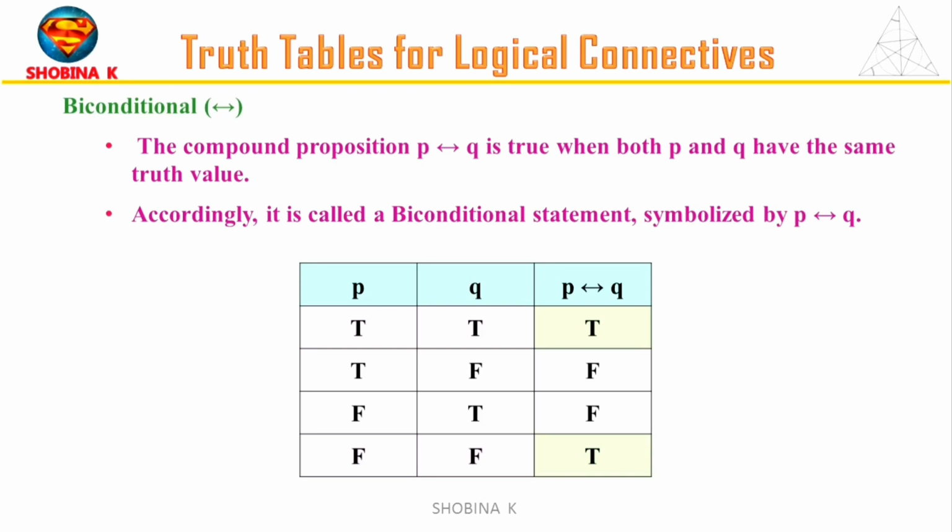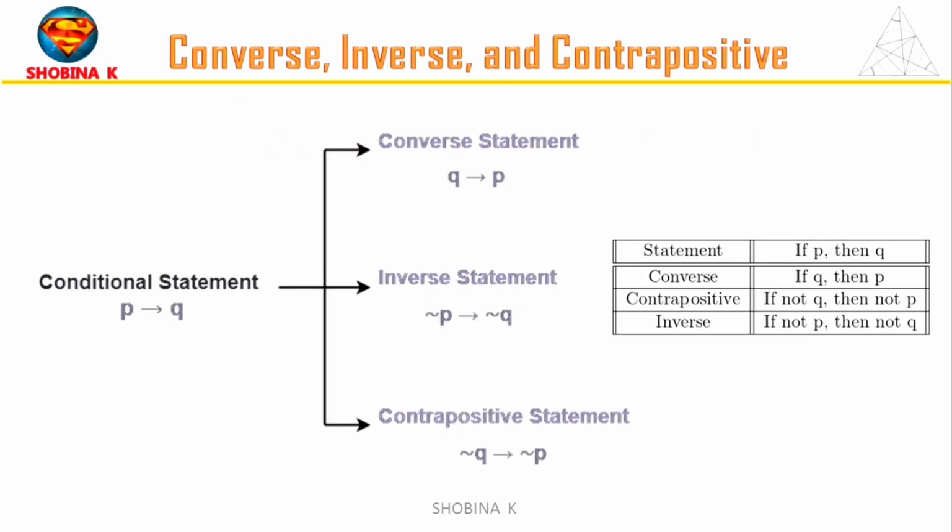This connective signifies that the two propositions P and Q are equivalent in truth value, meaning that they are both either true or both false for the biconditional to be true. P is equivalent to Q is true if both P and Q have the same truth value. That is either both true or both false. It's false if P is true and Q is false, or if P is false and Q is true. From an implication, we can form three new implications.